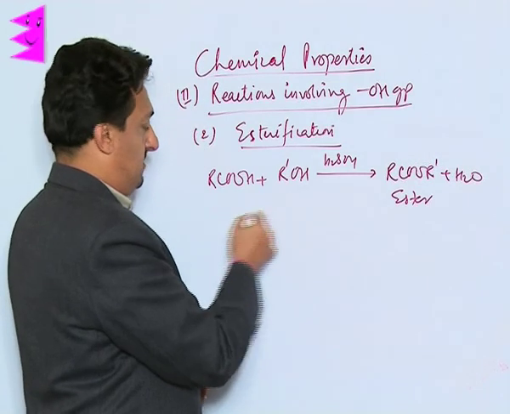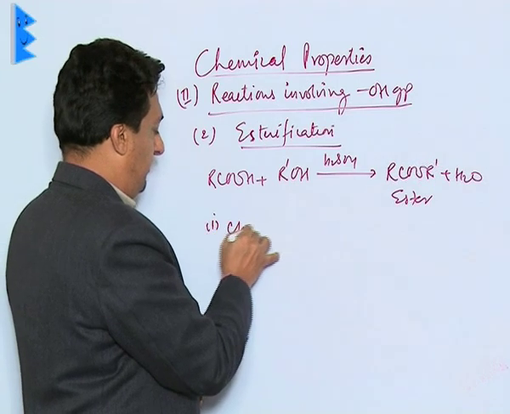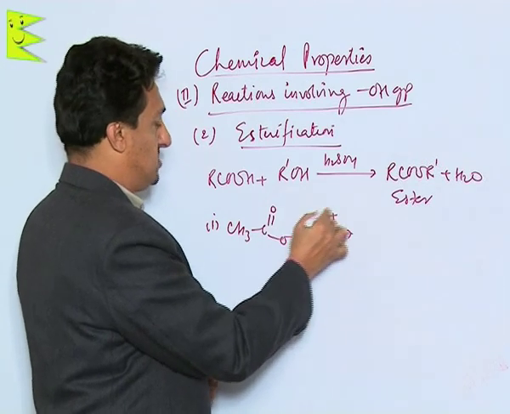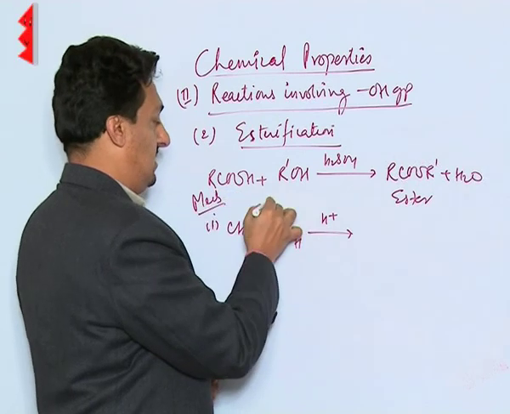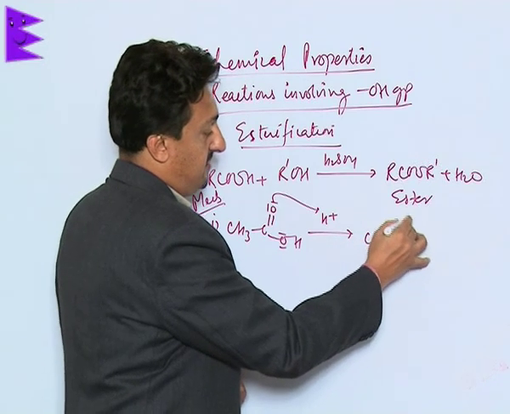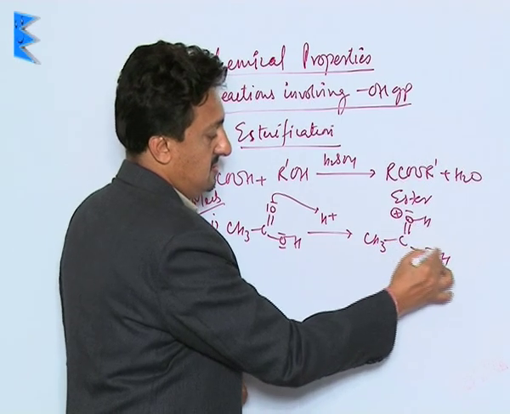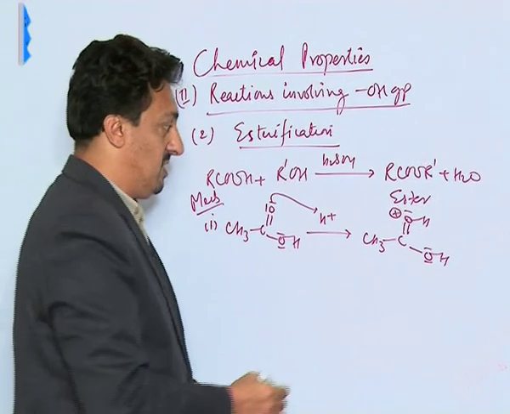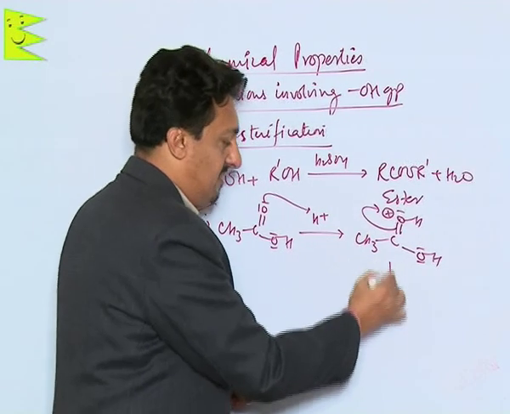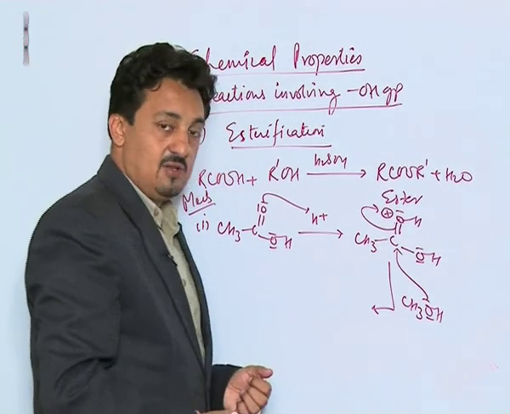Let me explain this by mechanism. What happens is, suppose we have acetic acid. H plus of the acid attacks the double bonded oxygen of the acetic acid. This gives a positive charge on the double bonded oxygen. Now this carbon becomes highly electron deficient, because the oxygen is pulling the electrons because of its positive charge. As a result, the nucleophilic attack of the alcohol takes place on the carbon.